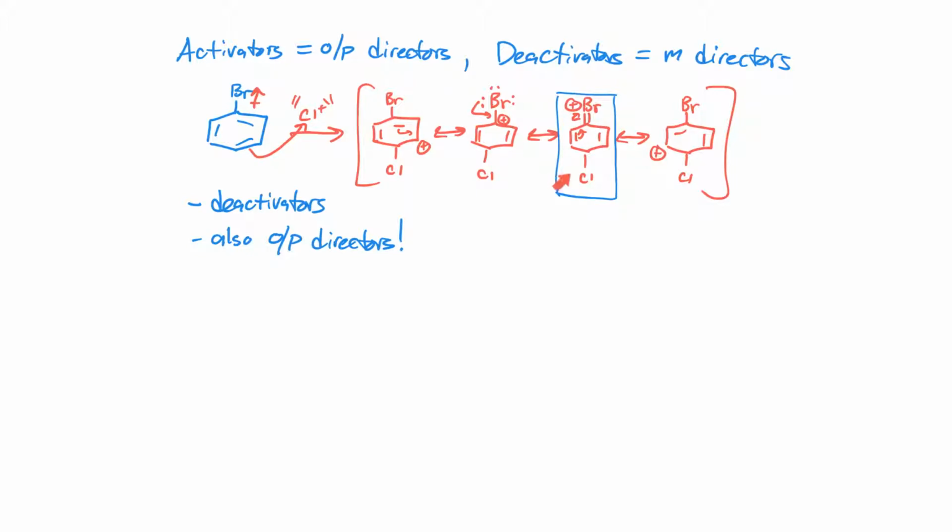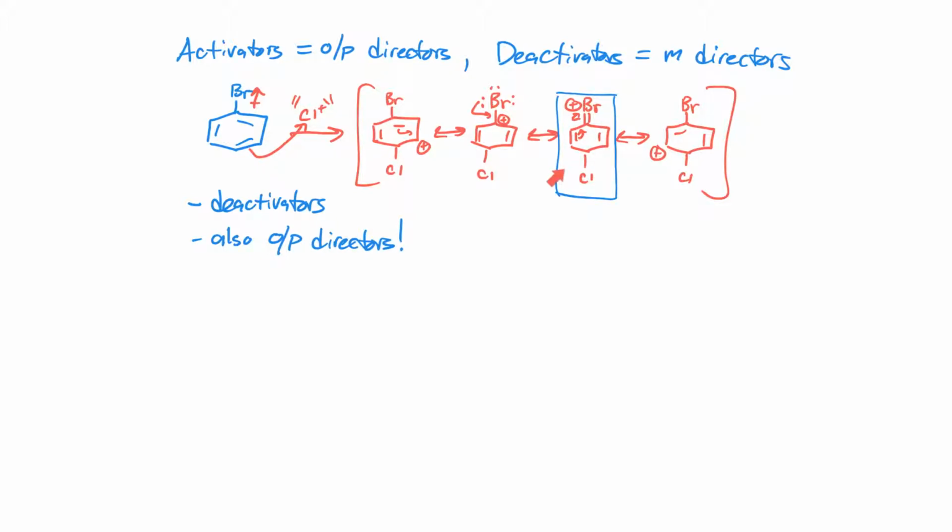Now, of course, I hope that you're a little uncomfortable with a halogen with 2 bonds and a cation to it. That's pretty unusual. Of course, halogens are very electronegative. They do not like to be positively charged. So yeah, this is unusual, and that's why they're still a deactivator, right? So this resonance structure isn't necessarily helping us speed up the rate of the reaction.